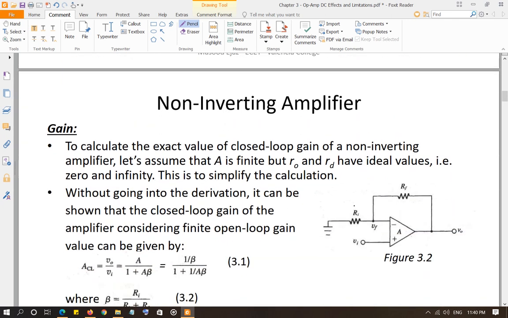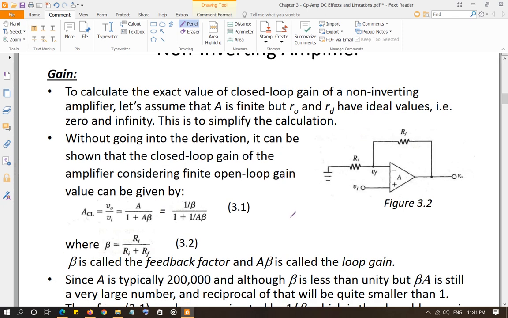Now we're going to look at these parameters one by one: gain, input resistance and output resistance of these two amplifiers. When we are discussing gain, input and output resistance, we will not consider all of the non-ideal parameters at once, because the calculations become really complex if we do that. So for example, for gain, we will assume the non-ideal value of open loop gain A, but we will still assume that the input differential resistance is infinity and R out is 0. If we do the derivation, again, I'm not going to go into the derivation at this time. There is a derivation in the textbook. If you want, you can look at it.